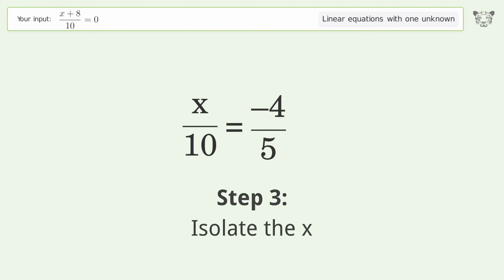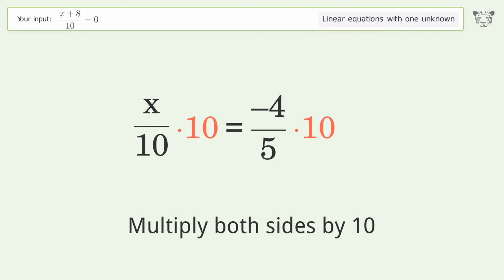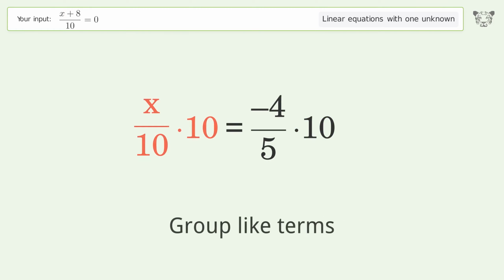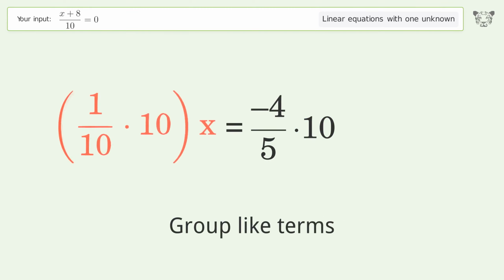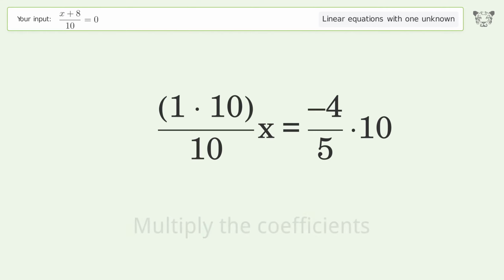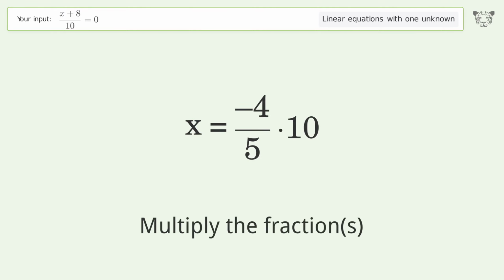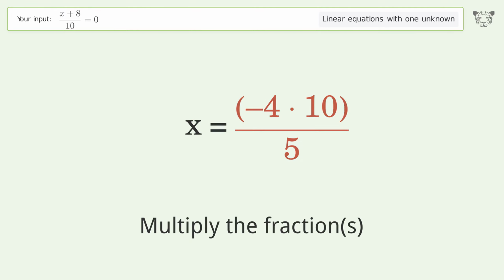Isolate the x. Multiply both sides by 10. Group like terms. Multiply the coefficients. Simplify the fraction. Multiply the fractions. Simplify the arithmetic.